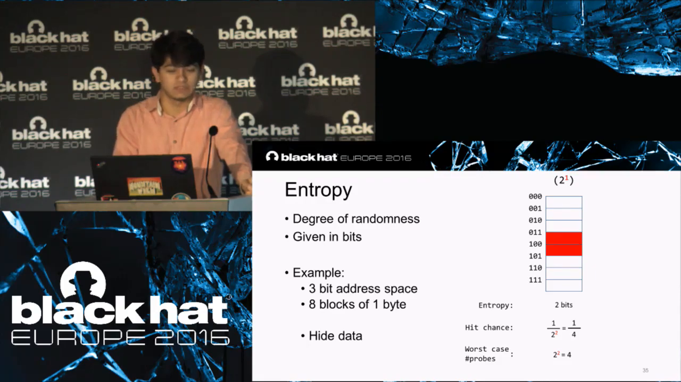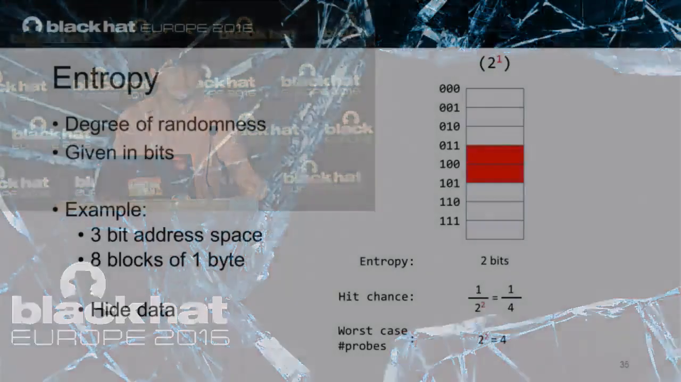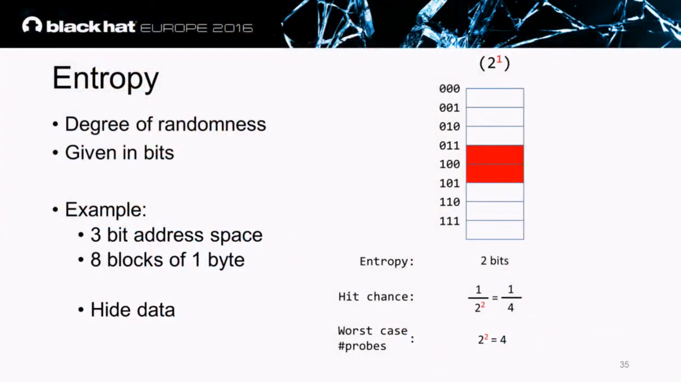But let's first go over what entropy actually is. Entropy is a degree of randomness of something in the memory, given in bits. Let's start with a simple example in which we have a 3-bit address space, and then we will look at the 64-bit address space.